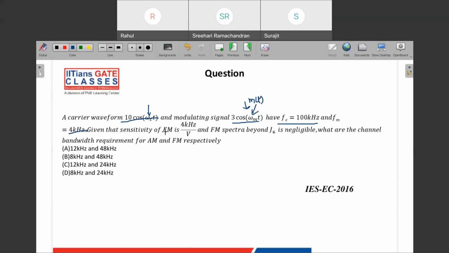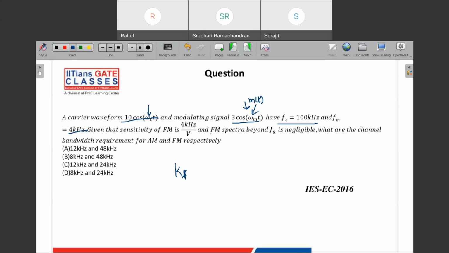Given that the sensitivity of the FM is 4 kilohertz per volt. So when it says sensitivity of the FM, here we are talking about the A of f, which is also known as the sensitivity of the FM. Now here we need to be careful about the unit. Here it is given as kilohertz per volt, not radian per second per volt. Okay, it is given as kilohertz per volt.